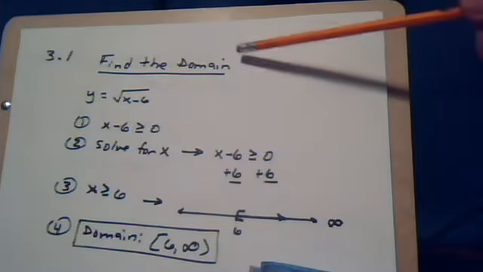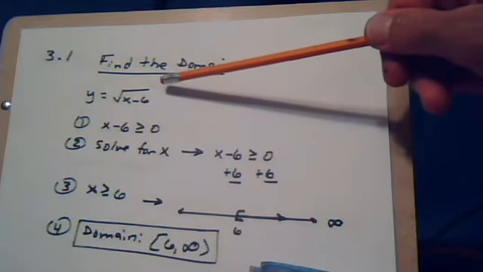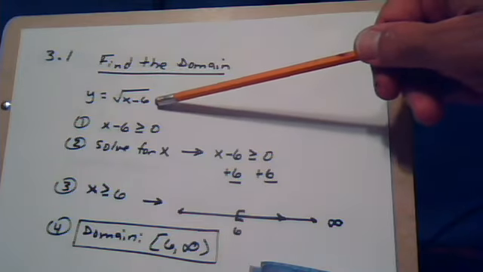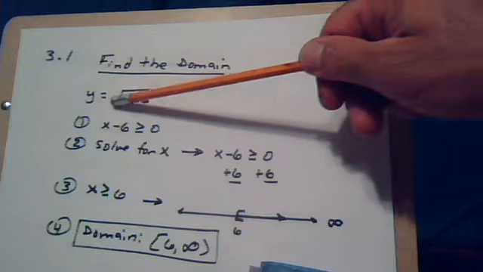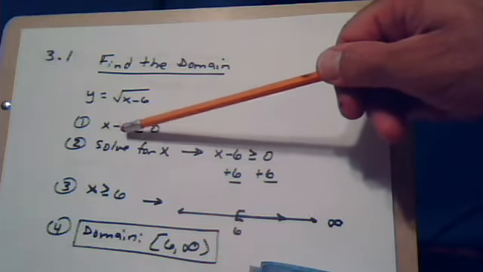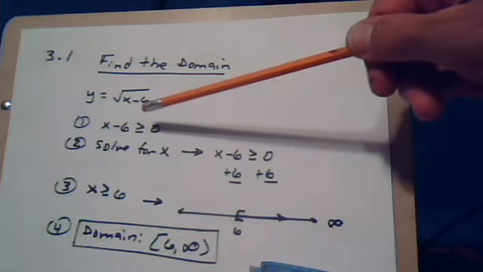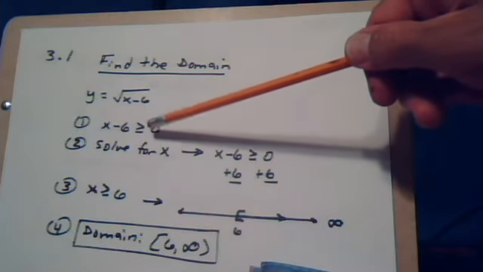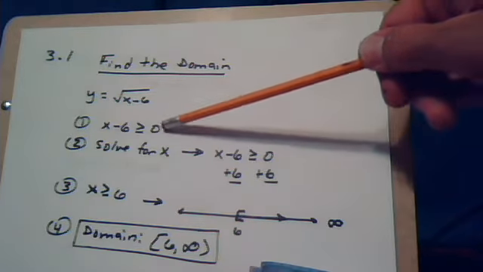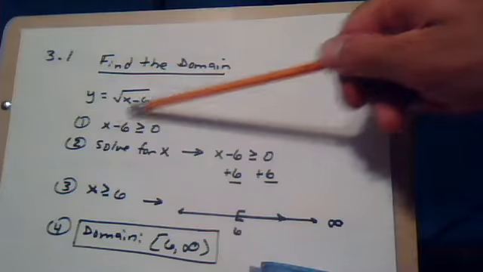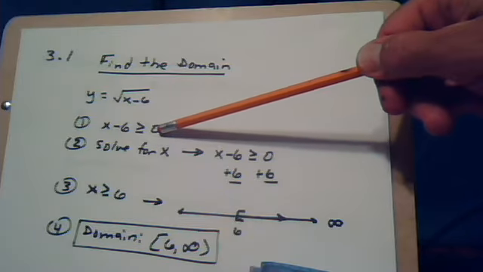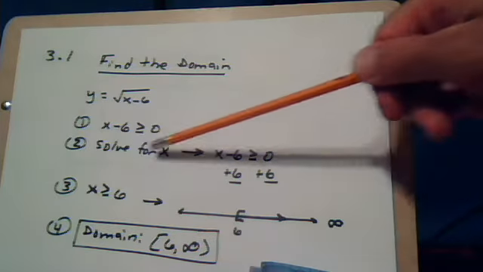Now let's find the domain for this one. This one is y equals square root of x minus 6. Remember, we cannot have a negative under the square root. So you tell it x minus 6, you better be greater than or equal to 0. Square root of 0 is no problem. Greater than 0 means positive, right? We can't have negatives, but we could have positives or a 0. Solve for the x.